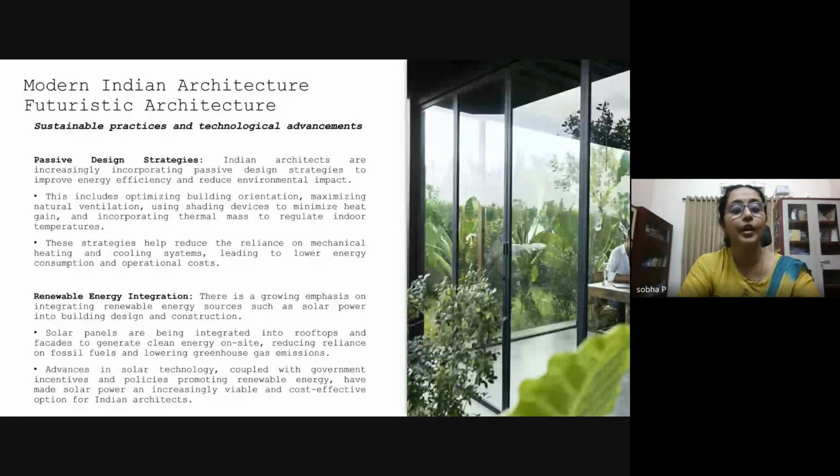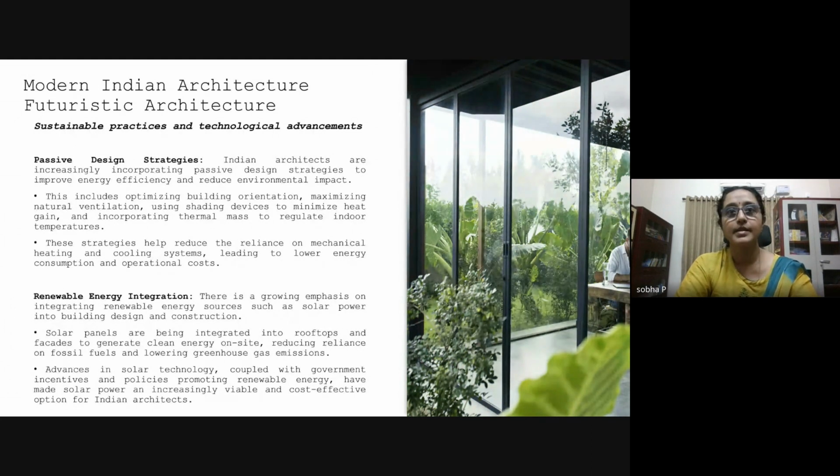Then coming to renewable energy integration, there is a growing emphasis on integrating renewable energy sources such as solar power into building design and construction, which is getting very common these days. Solar panels are being integrated into rooftops as well as facades in order to generate clean energy on site, reduce the dependence on fossil fuels, and lower greenhouse gas emissions.